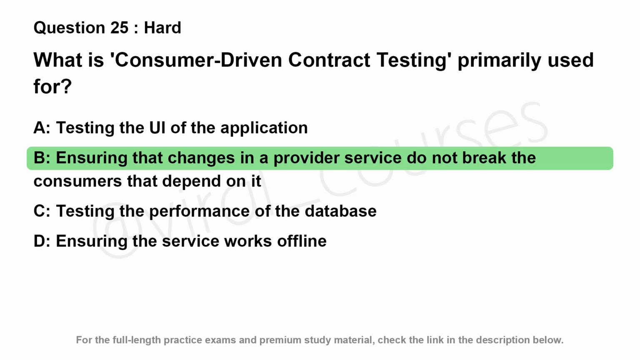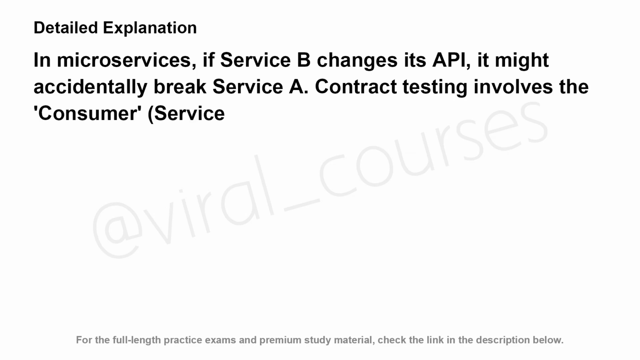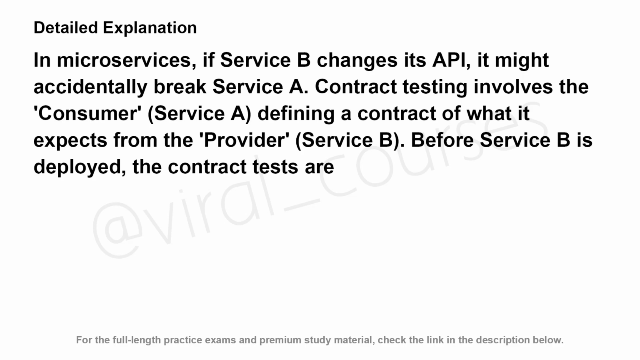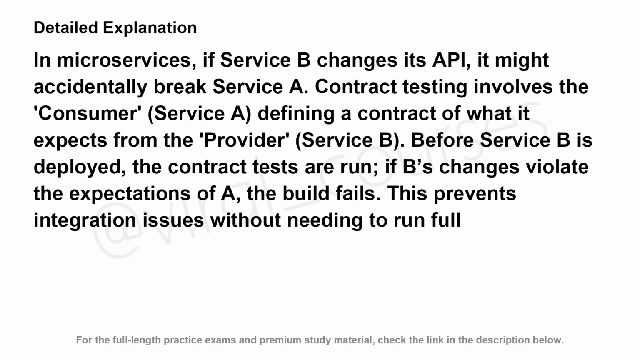The correct answer is B. In microservices, if service B changes its API, it might accidentally break service A. Contract testing involves the consumer, service A, defining a contract of what it expects from the provider, service B. Before service B is deployed, the contract tests are run. If B's changes violate the expectations of A, the build fails. This prevents integration issues without needing to run full, slow end-to-end tests.